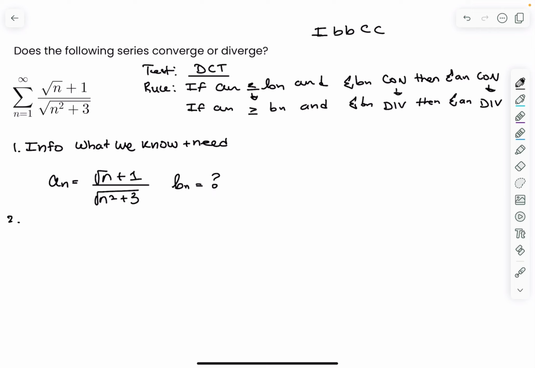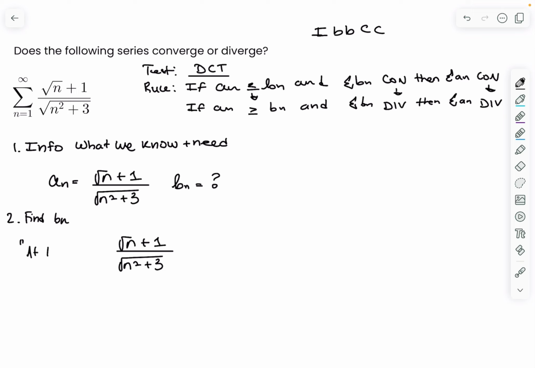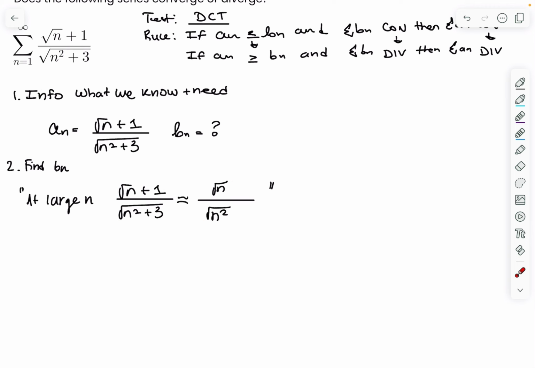So that brings us to our second step, which is B, which stands for B of n, find B of n. So how do we do that? We take our given sequence A of n, and we ask ourselves, at large n, this becomes what? Basically, as n gets really big, what becomes insignificant here? I would say that this one becomes insignificant, and this 3 becomes insignificant, and the only thing that's really significant are these n's right here. So guess what this is? This is our B of n.